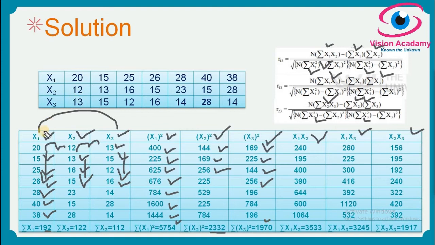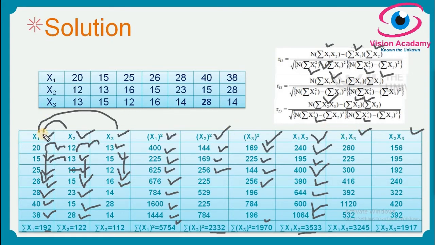Now we have multiplied x1 and x2, which means 20 into 12 will be 240, 15 into 13 is 195, 25 into 16 is 400, 26 into 15 is 390, 28 into 23 will be 644, 40 into 15 will be 600, 38 into 28 will be 1064. The summation of x1 x2 is 3533.